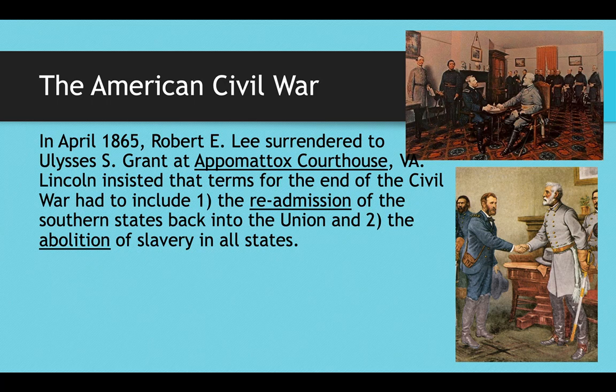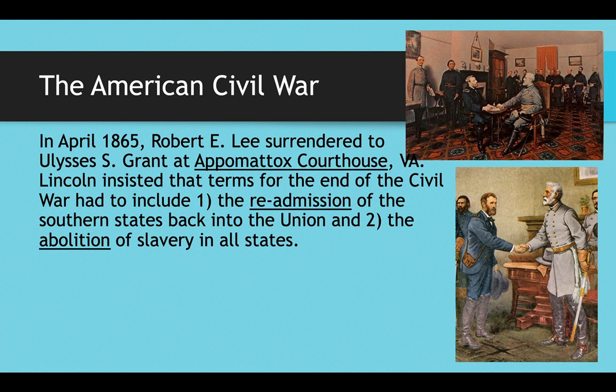And Lincoln insisted that the terms for the end of the war, the condition to end fighting, had to include two things. Number one, the readmission of the southern states back into the Union, and number two, the abolition of slavery in all the states. And those two things were not guaranteed at this point, but Lincoln said this must happen. Slavery has to be gone. We can't have another war to fight this.